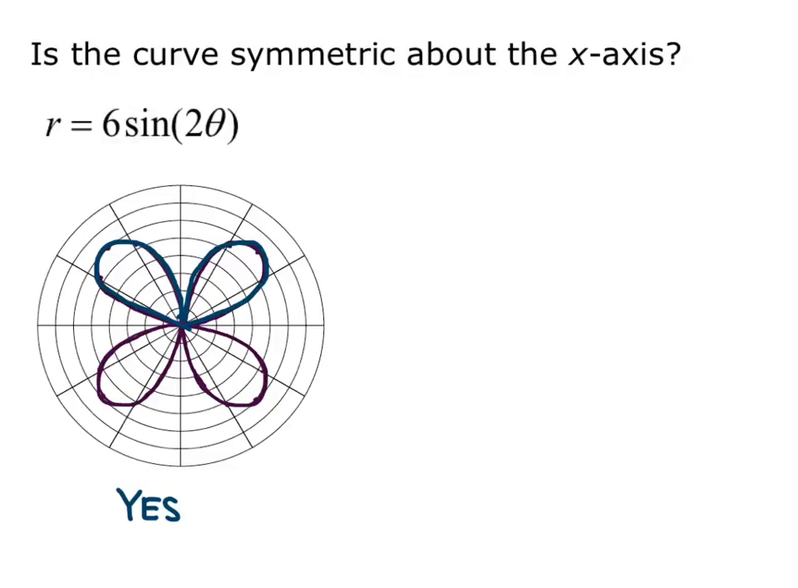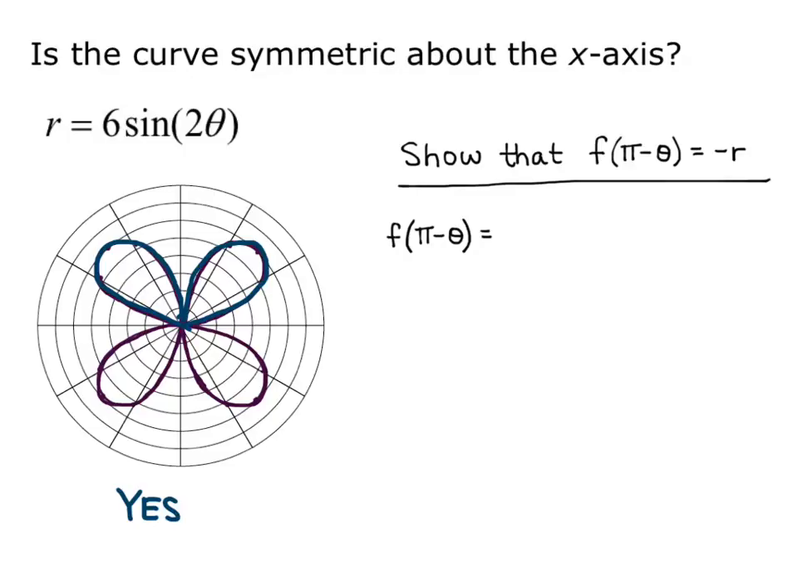Now to prove that, I'm going to use the formula and show that f of pi minus theta equals negative r. So if you recall, that's one way to show that a graph is symmetric about the x-axis. So f of pi minus theta equals 6 sine of 2 times pi minus theta. So I'm just plugging in pi minus theta in the place of theta. So this is equal to 6 sine of 2 pi minus 2 theta.